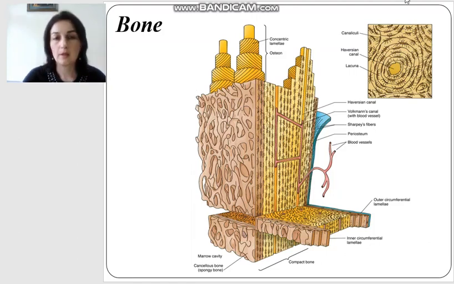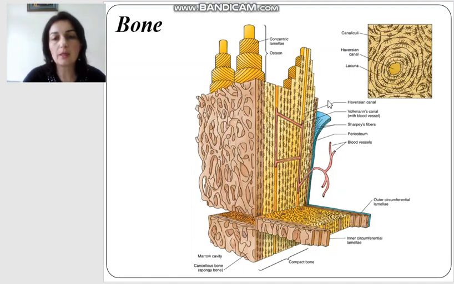Bone, as cartilage, is also covered by periosteum. If there was perichondrium, here we will see periosteum. Pay attention, it also has two layers, and under the periosteum we will have the bone tissue.